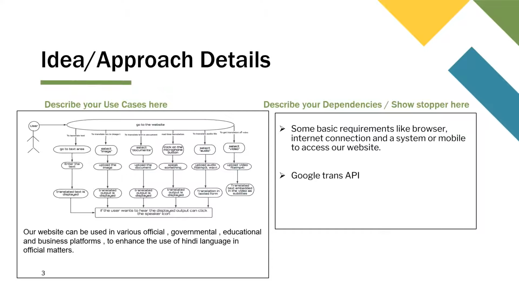Another feature is for image translation. The user has to upload the required image and the translation of the extracted text from the image will be shown. Moving on to the next feature, which includes the translation of documents. The user will upload the document. Any kind of document is supported. The text will be extracted and translation will be displayed.